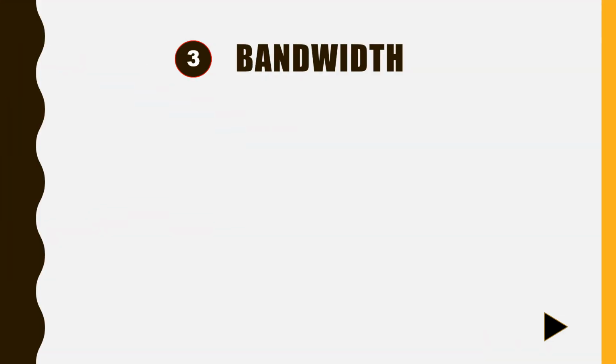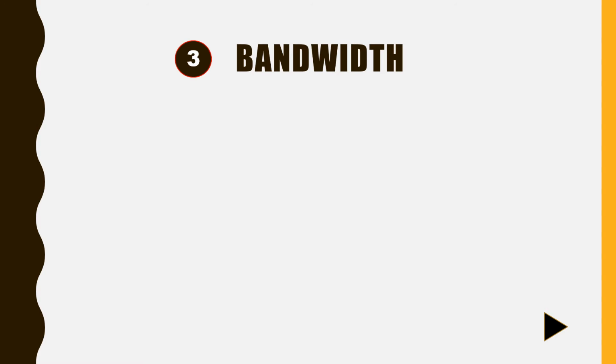Now the third is bandwidth. Bandwidth is nothing but the capacity of the medium through which data can travel. For example, take a highway. If it is a 6-lane highway, then on either side three vehicles can go at a time, so a total of 6 vehicles can travel during a particular time.